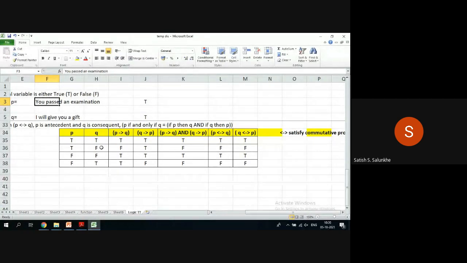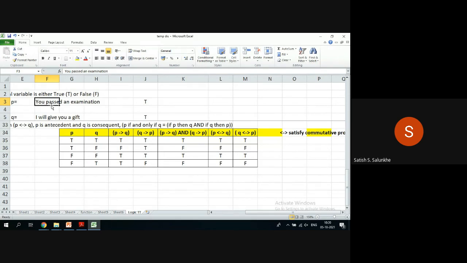Yes, it is a violation of the promise. Going ahead, if you do not pass the exam and I am not giving you a gift, valid. If you do not pass an exam and I am giving you a gift, in a single implication I am not violating any promise. But now if I go for double implication, what does it mean?